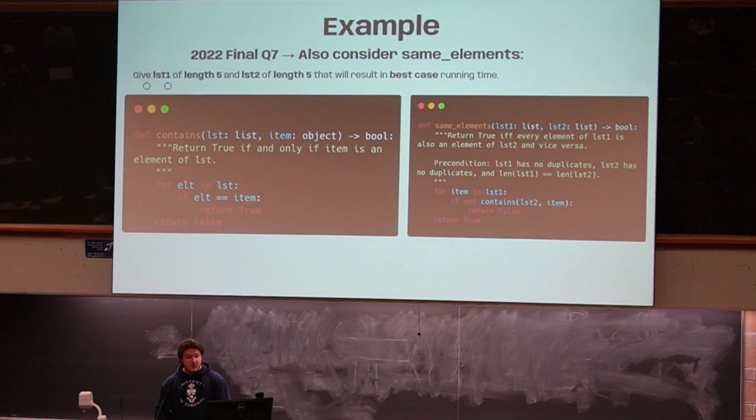Perfect. So now here we're going to be looking at best case running times. So we want to find two lists of the same length, length 5, that are going to result in the best case running time, meaning the least amount of comparisons. If you want to think about it for a second, just come up with an idea and we'll go through what it would be.